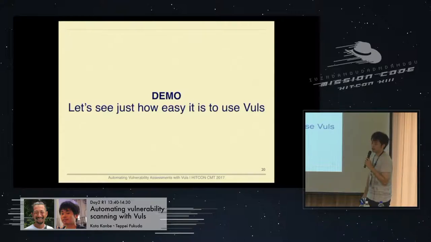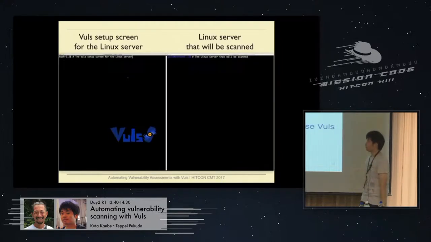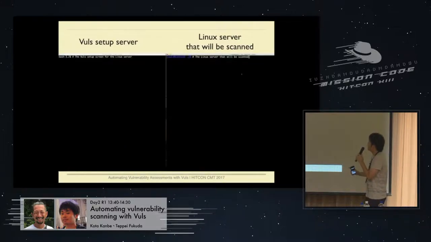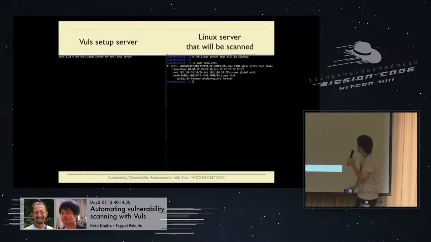Next, I'd like to give you a quick demonstration of a remote scan with Vuls. First, one of the biggest strengths of Vuls is just how easy it is to set up. On the left side of the screen, you can see the Vuls setup screen for the Linux server. And on the right screen, you can see the Linux server that will be scanned. Oh, too small. First, the IP address of the Linux server that will be scanned on the right screen is this.